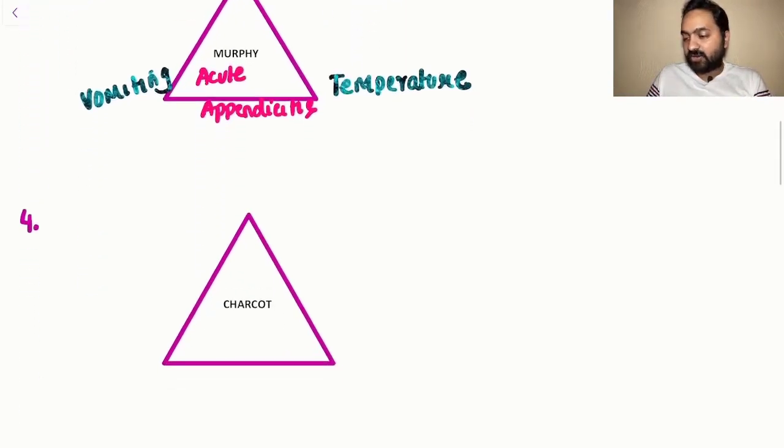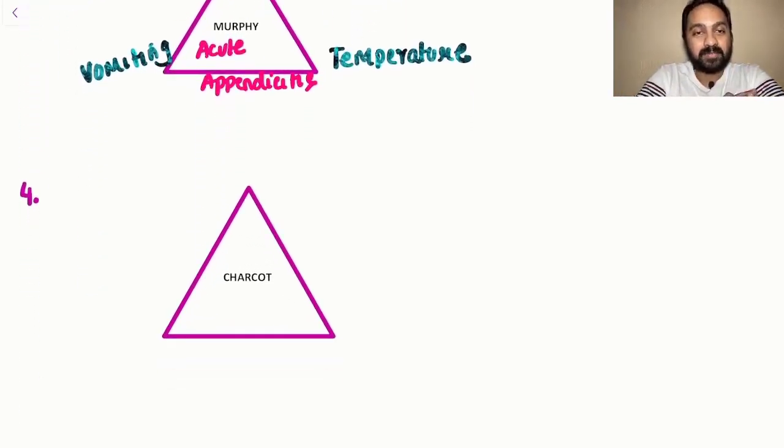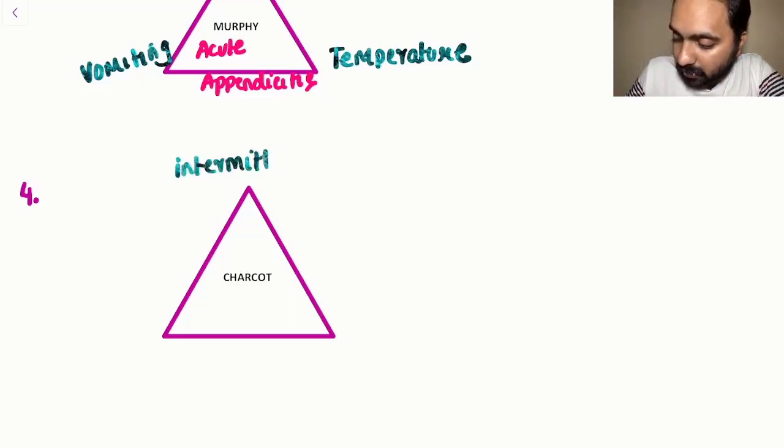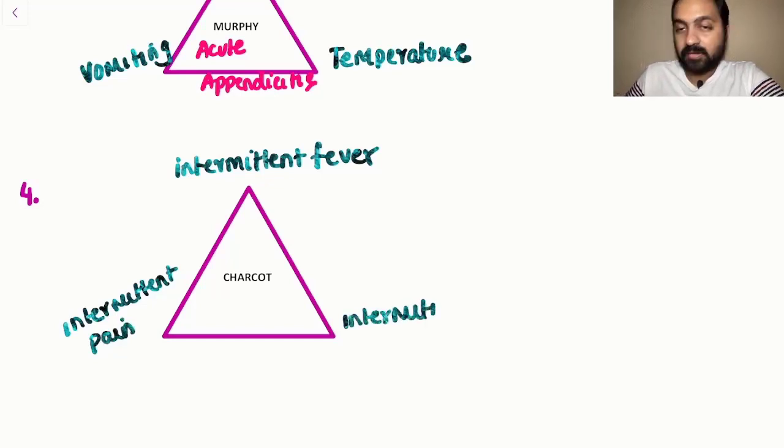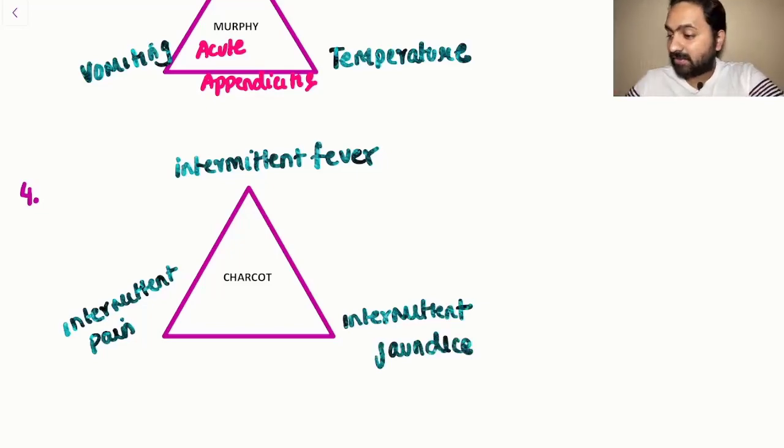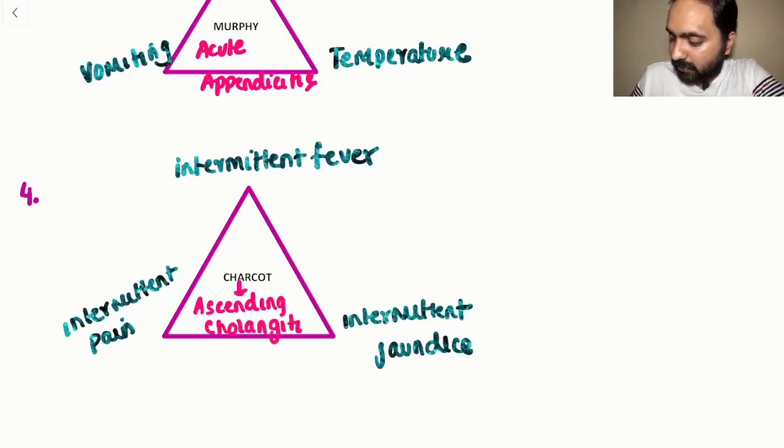Now the next triad, which is the examiner's favorite, has been asked multiple times and we cannot make a mistake in this, which is Charcot's triad. What is Charcot's triad? It is intermittent fever, then intermittent pain, and then intermittent jaundice. Where is it seen? It is seen in ascending cholangitis.